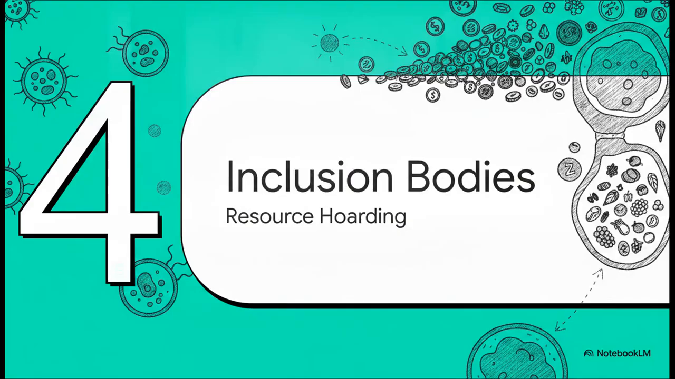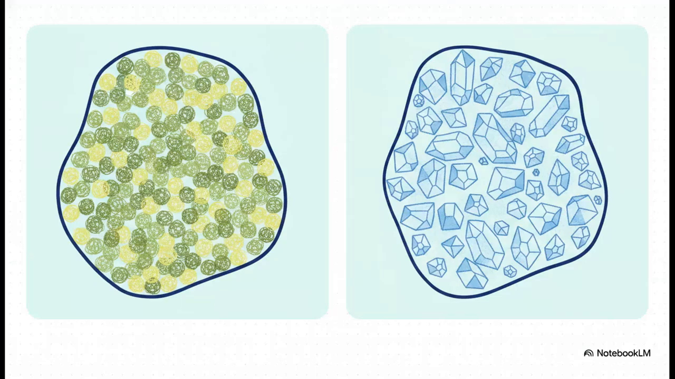Section 4. Inclusion bodies for storage. So when times are good, bacteria actually shift from basic structural components to a highly specialized survival tactic, hoarding resources in inclusion bodies. These are specialized storage compartments that either lack a membrane entirely or are enclosed by just a simple single-layered protein shell. And they come in two main flavors.